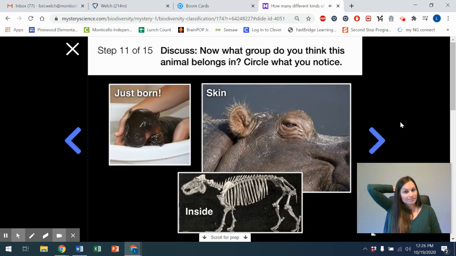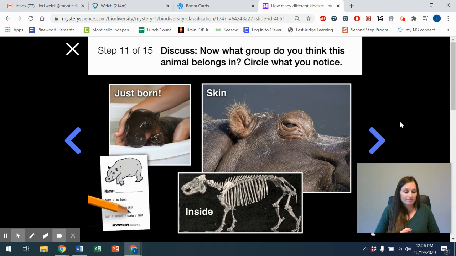All right, here are some clues. Now, what group do you think this animal belongs in? On your card, circle what you notice. Do these pictures help answer your questions? We'll discuss what we noticed in the next video.